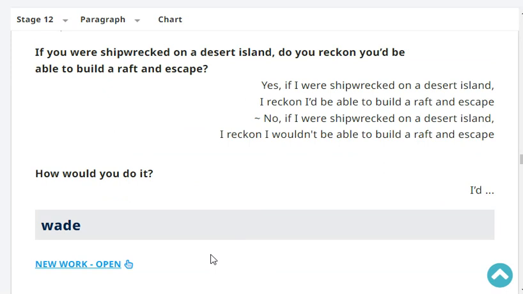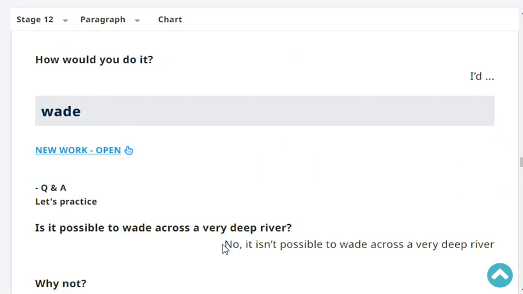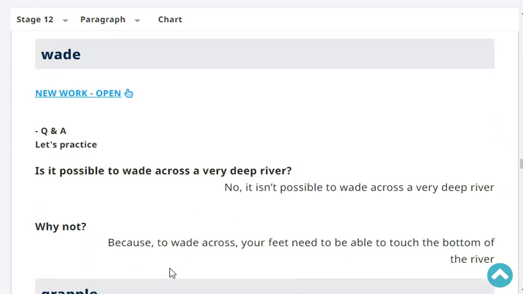I'd cut some trees into some long log parts and tie them together with ropes and use it. Very good. Yeah. Okay.